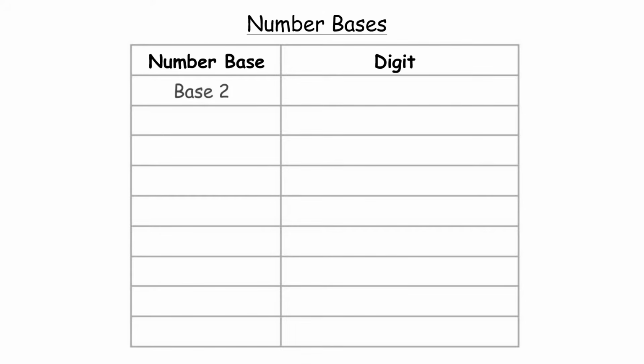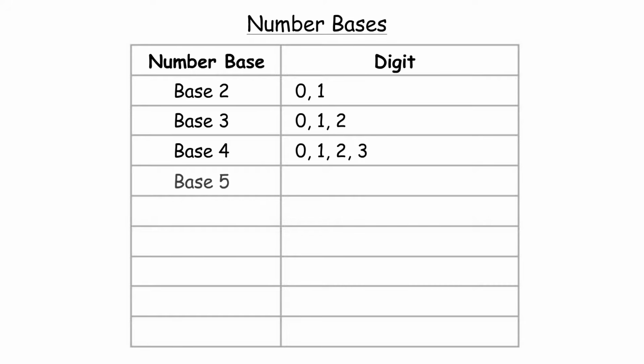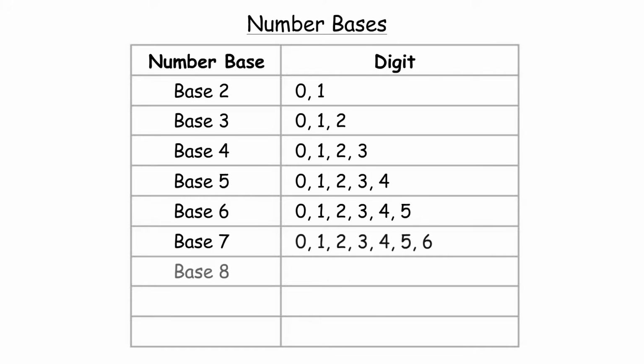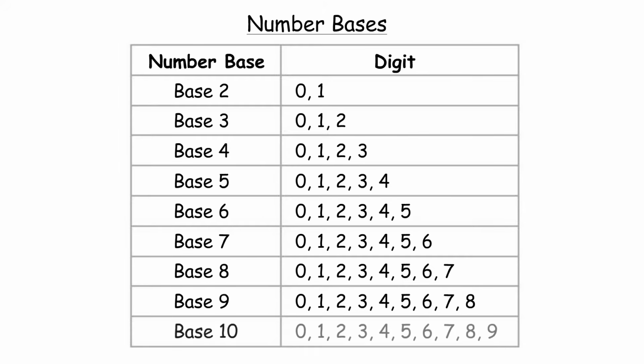Base 2 will use 2 digits which are 0 and 1. Base 3 will use 3 digits which are 0, 1 and 2. Base 4 will use 4 digits which are 0 to 3. Base 5 will use 5 digits which are 0 to 4. Base 6 will use 6 digits which are 0 to 5, followed by base 7, base 8, base 9, and base 10 will use 10 digits which are 0 to 9.